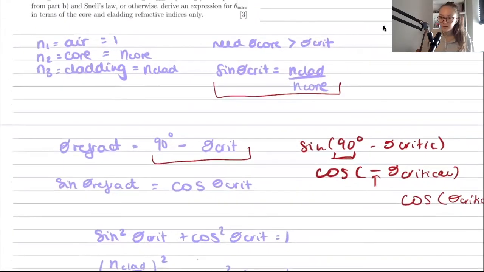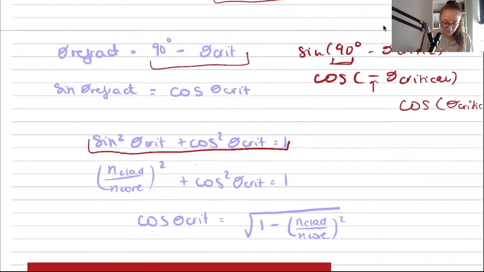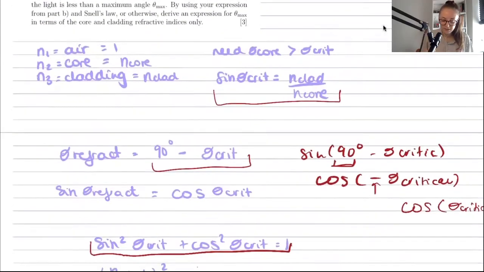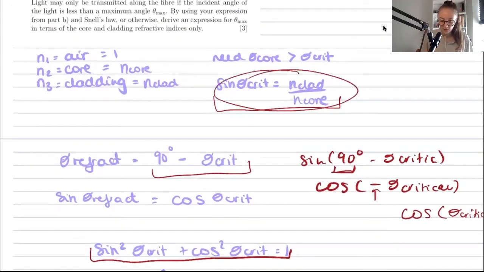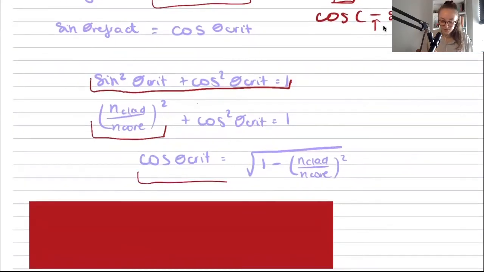But knowing the cos of the angle is not particularly helpful because Snell's law only really talks about sines. So this is where we need to use some trigonometry, and the relationship of sine squared plus cos squared is equal to 1. So we know that sine squared of our critical angle, well, we know the sine of our critical angle is n clad over n core. So that squared would be n clad over n core squared, plus this cos squared of the critical angle. Then we can rearrange to get an expression for cos theta critical.